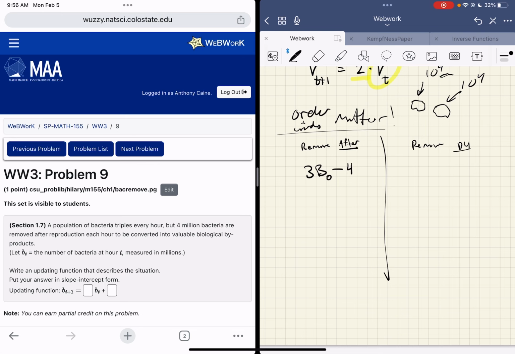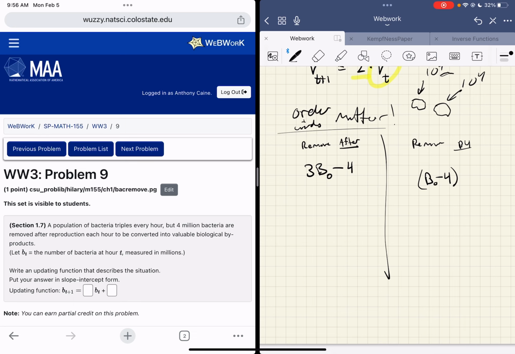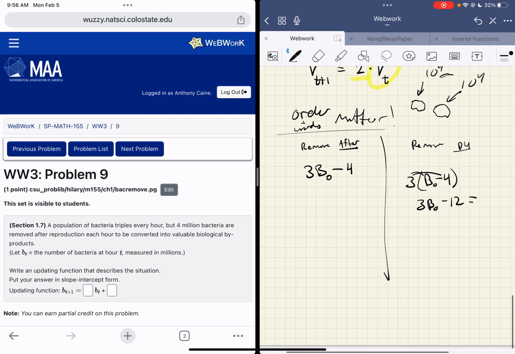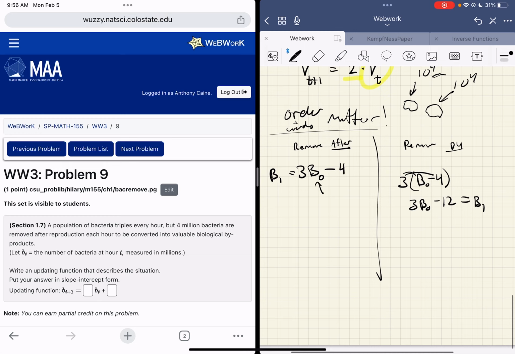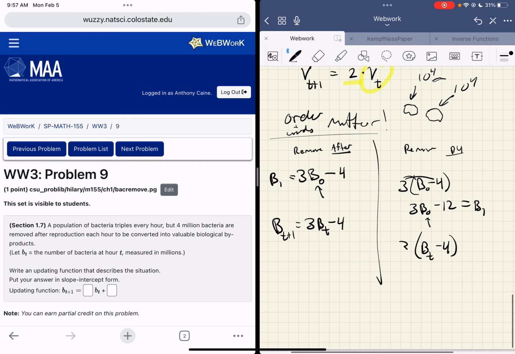If yours says that it's removed before, okay, well, that means I had some amount of bacteria, I removed 4 million, and the remaining amount is what triples. And notice how that changes things. This is like a 3b0 minus 12, and that's going to be the amount of bacteria the next hour versus here's the amount of bacteria the next hour. Okay? And there's nothing special about my initial amount. This is really just however much there is, it triples, and then I remove 4 million, and that's how much there's going to be. Versus however much there is, I remove 4 million, that result triples, and that's how much there's going to be. Oops, plus 1.